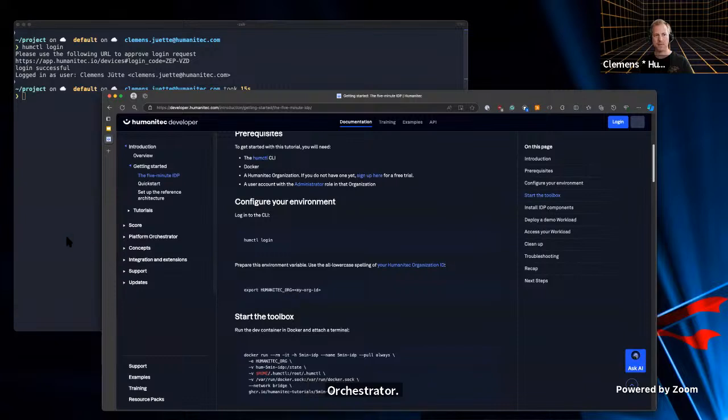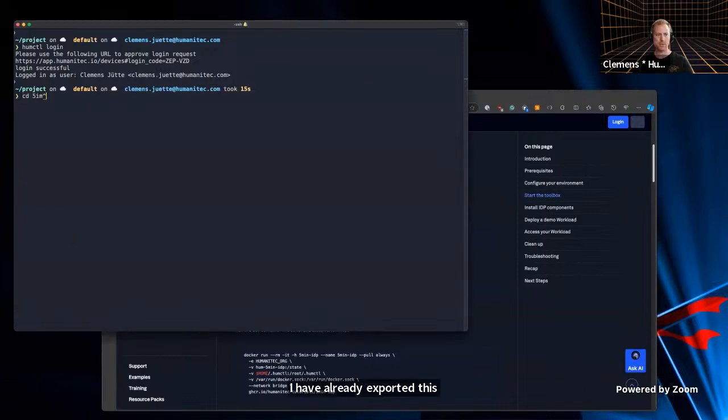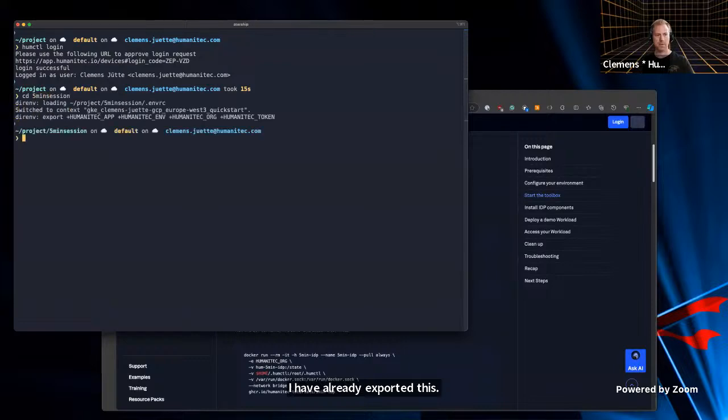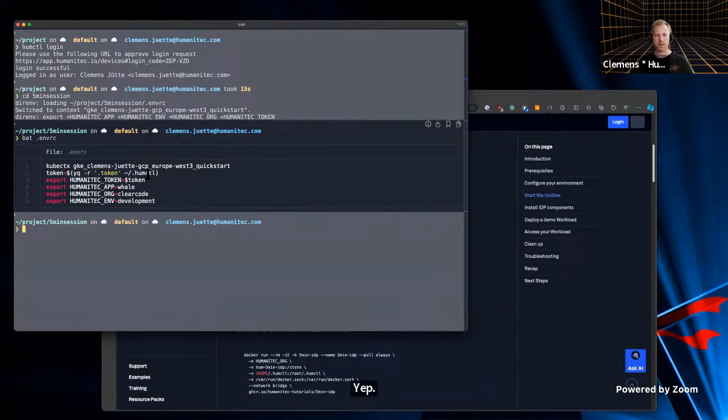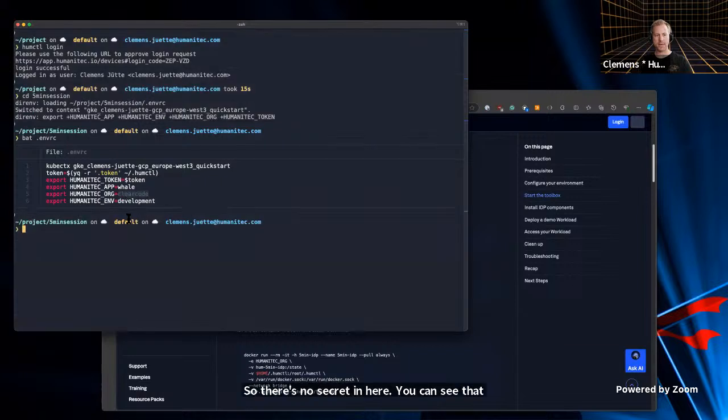I have already exported this. If I go to my 5-minute session directory, you can see I'm using a tool called direnv to pre-populate my environment. So there's a few variables being set here, and I can actually show you my envrc file because there's nothing secret in here. My token is actually acquired from the HumCTL login. You can see that my Humanitec org is called clear code. And I'm going to deploy an app called Whale possibly. And I'm not even going to use this cluster, although my kube context is currently set to it.